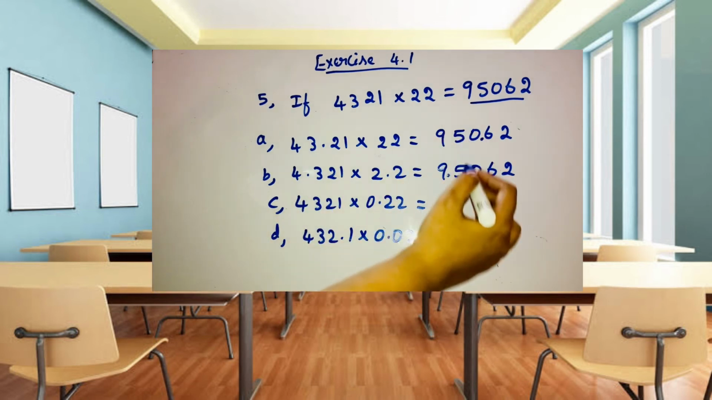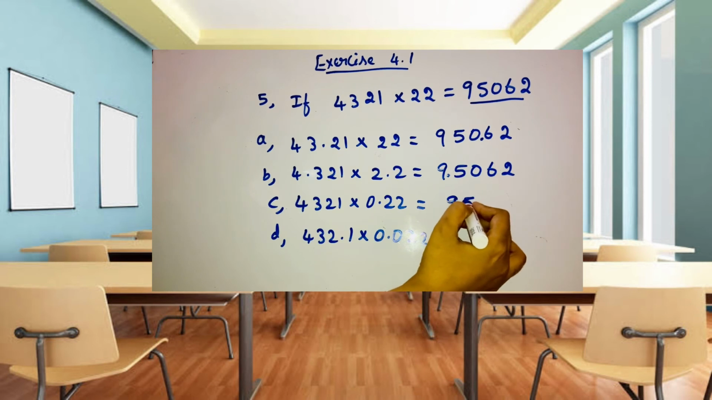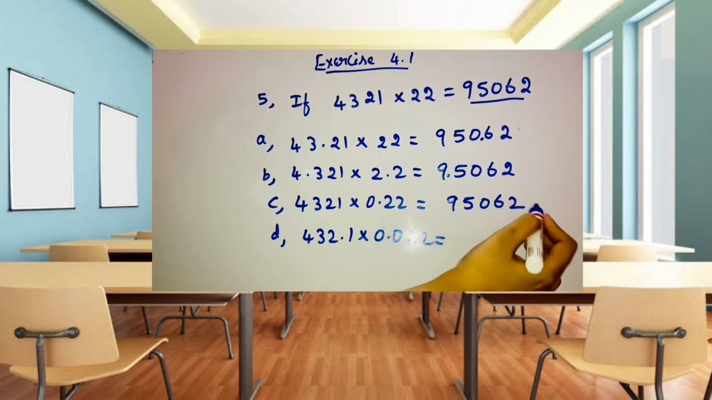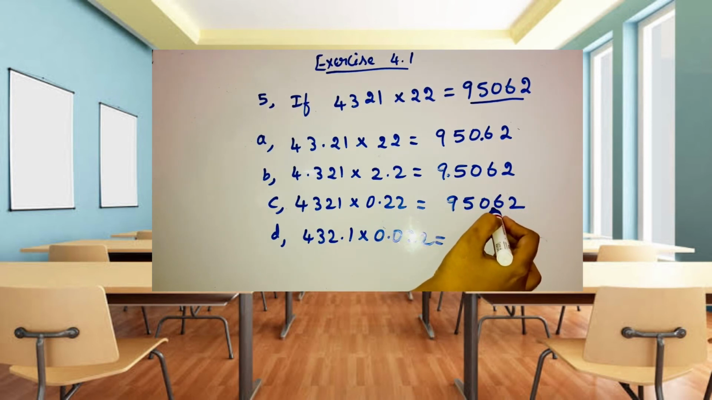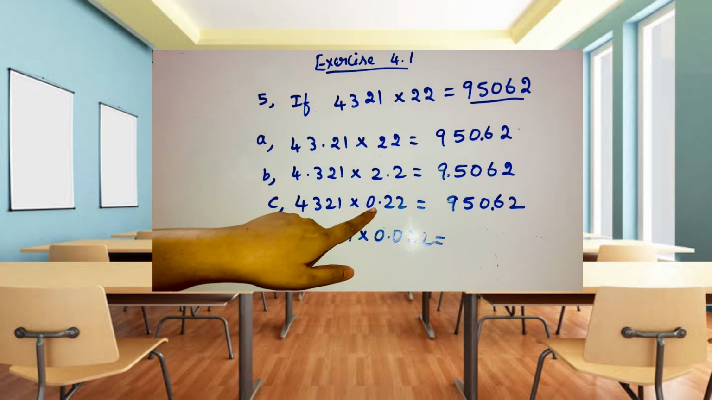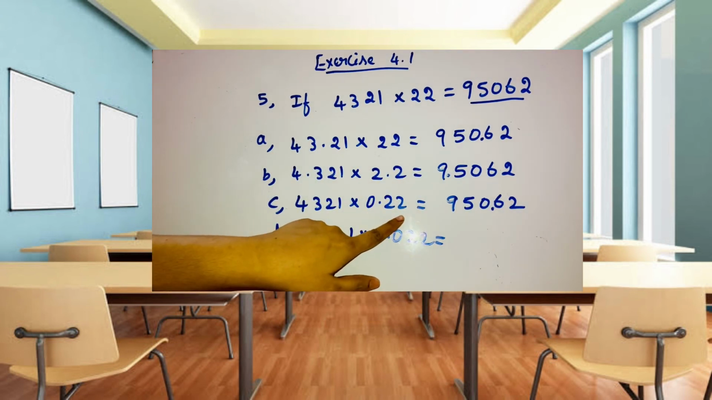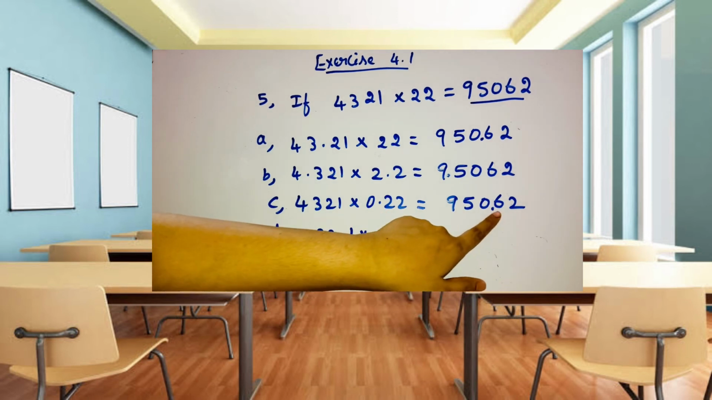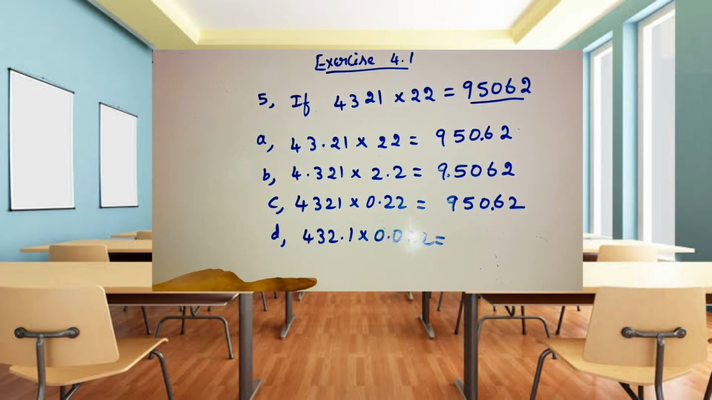Now the C: 4321 into 0.22. So the answer will be 95062. We need to keep the decimal point after 2 digits. Here only the decimal point is present in this number, and the decimal point is after 2 digits. So we need to keep the decimal point after 2 digits.